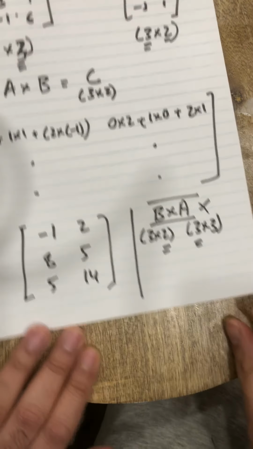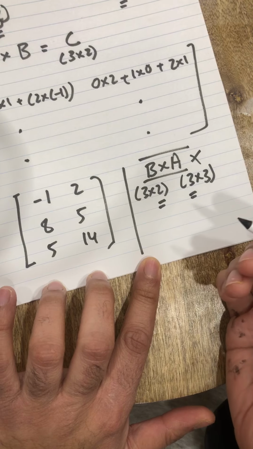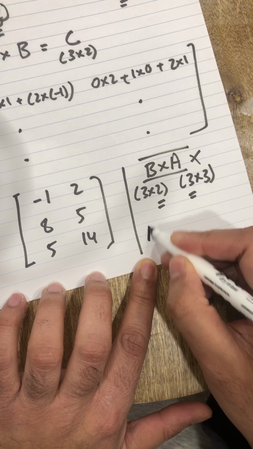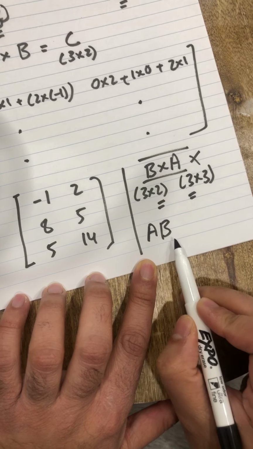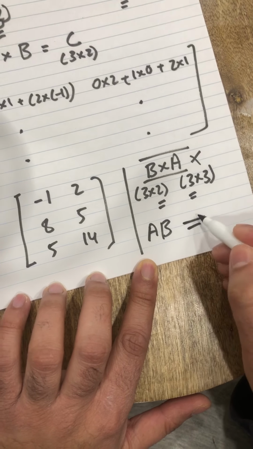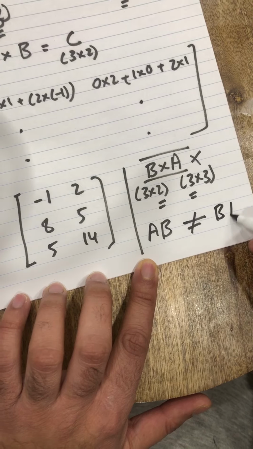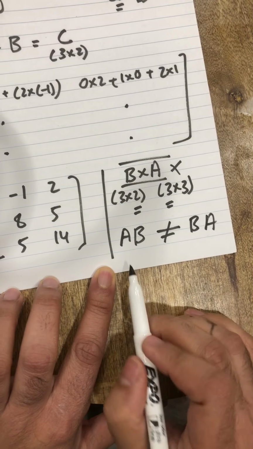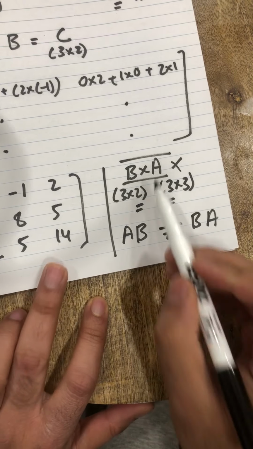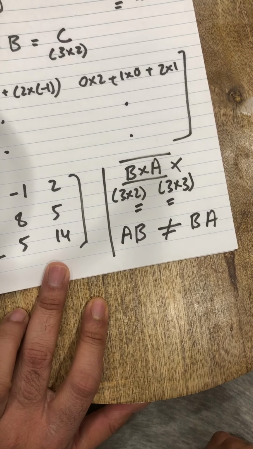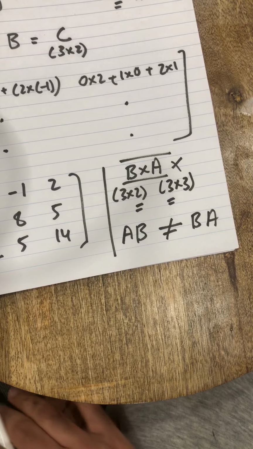This leads to an interesting result: the multiplication of A into B is not equal to the multiplication of B into A. We can carry out the operation A into B, but we cannot do B into A. So this is one important thing to remember.